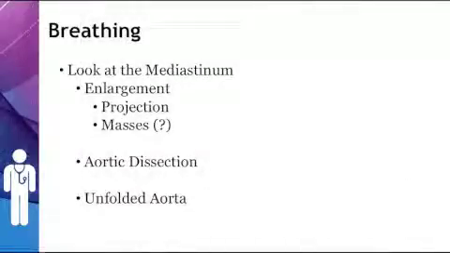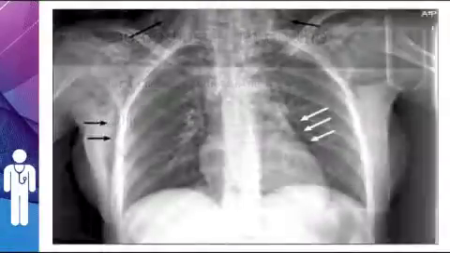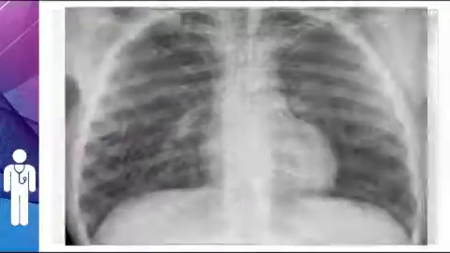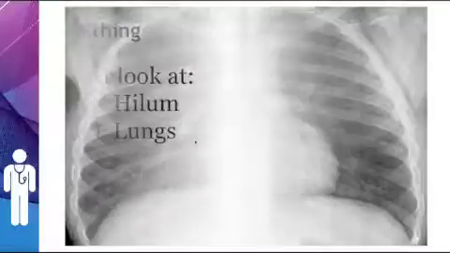So for breathing, we want to look at the mediastinum. Sometimes it can be a projection problem or a mass that might make it look big, but you've got to worry about aortic dissection. You also have to look for a pneumomediastinum. Here's an example of that. And another one where you can see these lucencies on the edge of the heart, which look quite abnormal.